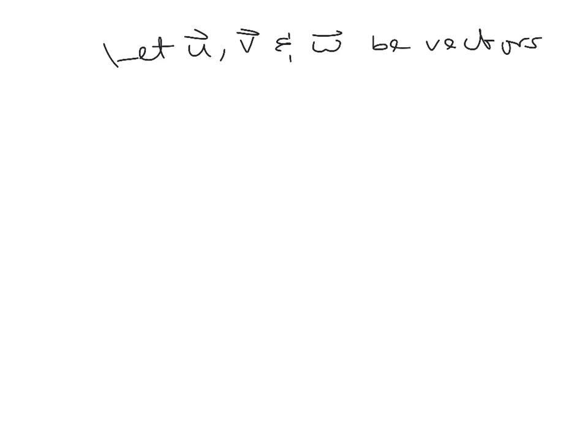So let's talk about the properties of the dot product. We're going to let U, V, and W be vectors. Okay? And the letter C is a scalar. Here are 5 properties of dot products.